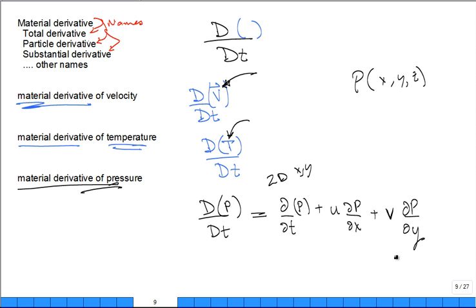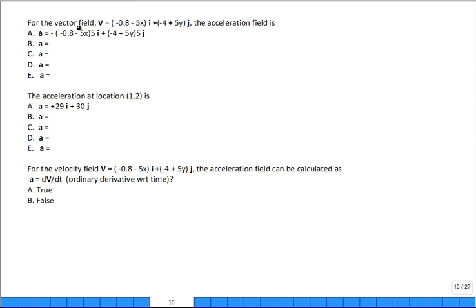And if you had 3D, you'd put w, partial of p with respect to z. Here's that velocity vector field. It's the same one we've been working with. What is the acceleration field? Now, I didn't give you multiple choice. I got tired of making up incorrect answers.